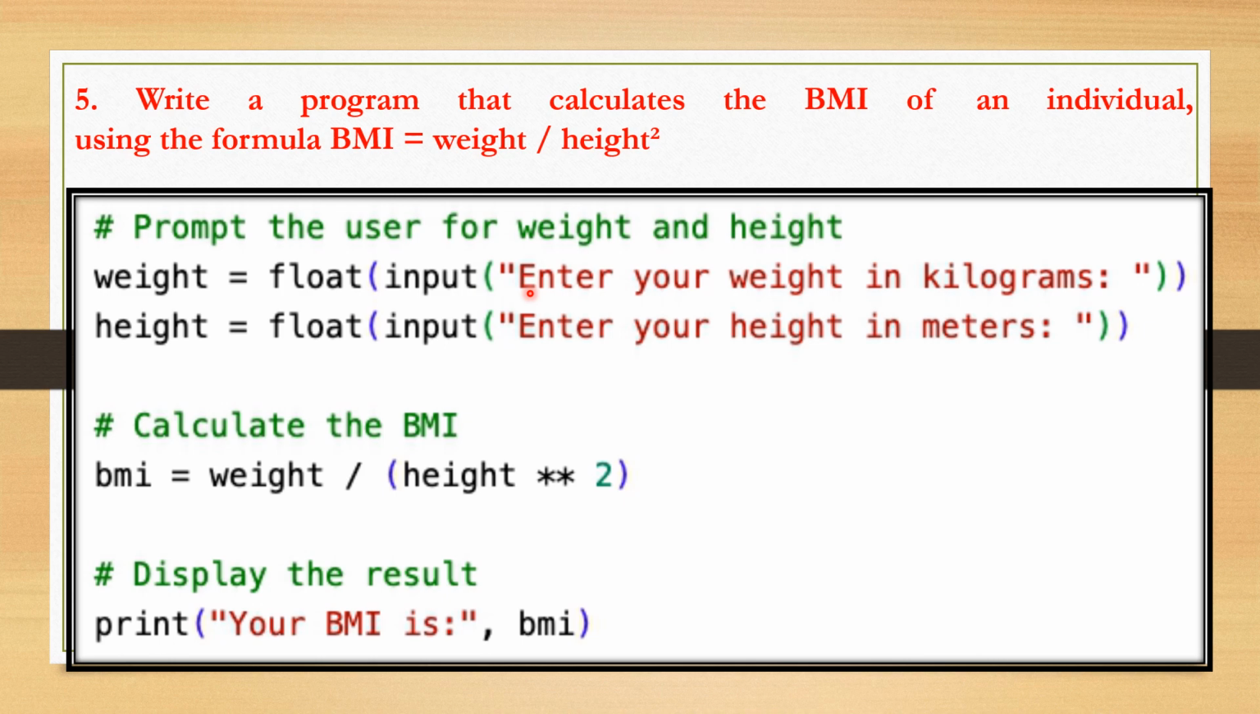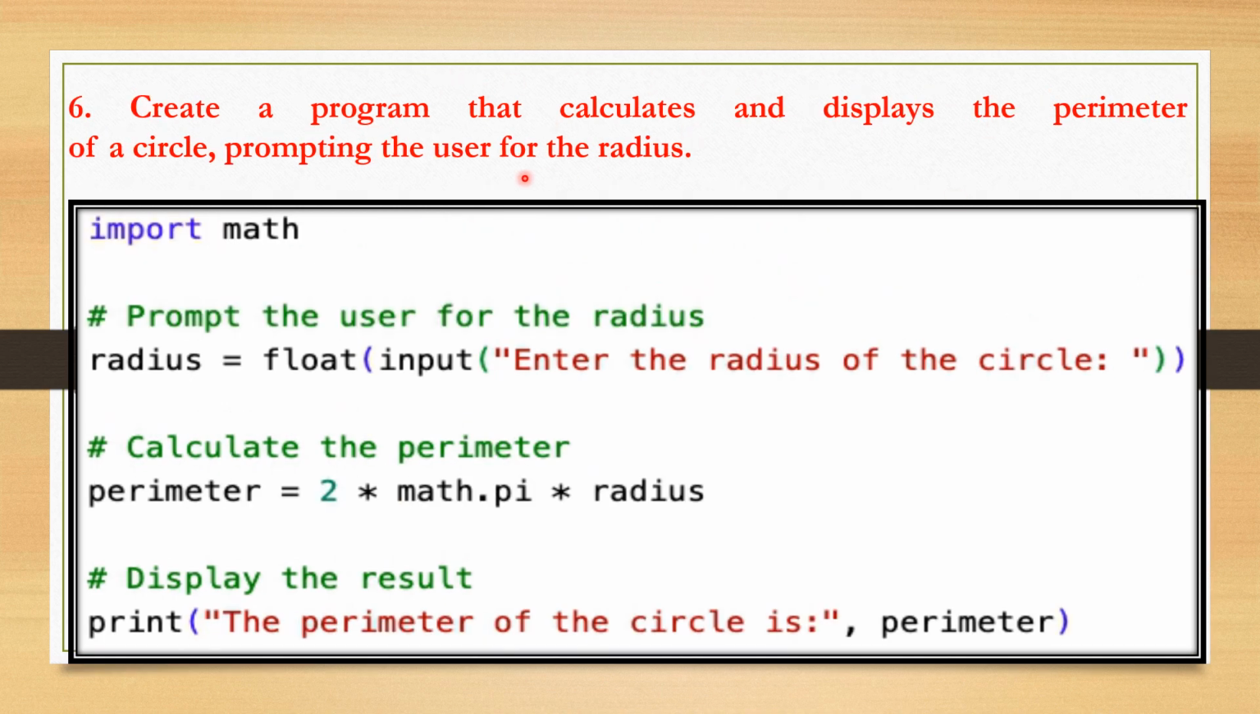The next program is to calculate the BMI using this formula. Here we'll again start by prompting the user for entering the weight and height, calculate the BMI using this formula, and finally display the results. The next program is to calculate the perimeter. Again we will import the math module because we want to use the math.pi constant. We know the perimeter is 2 pi r. So we'll prompt the user to enter the radius, apply the formula, and finally display the results.